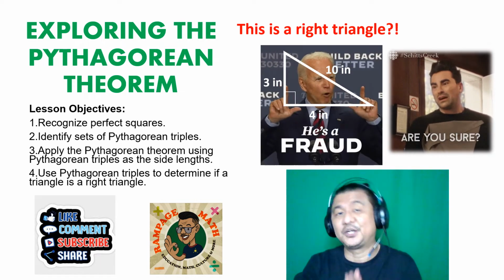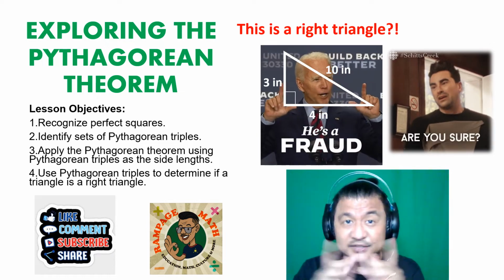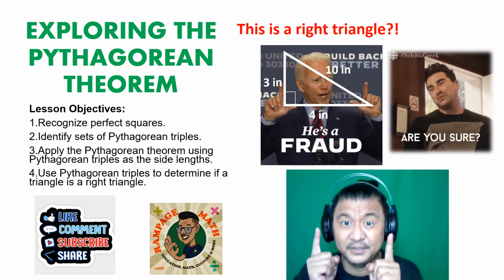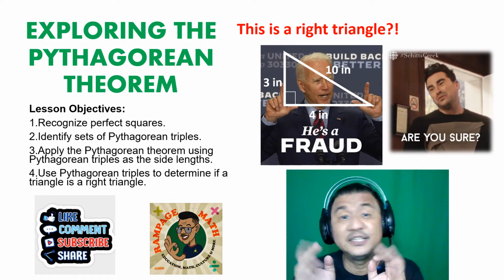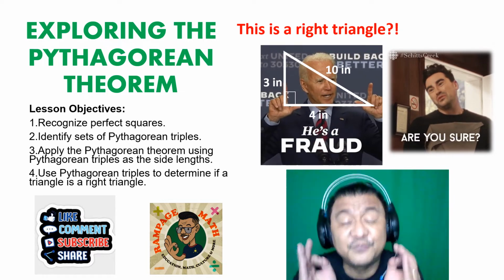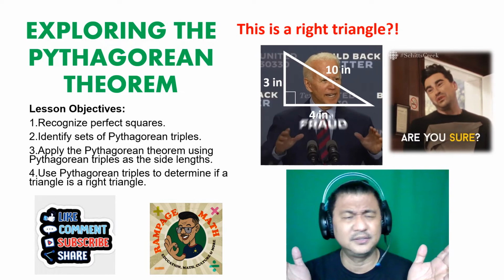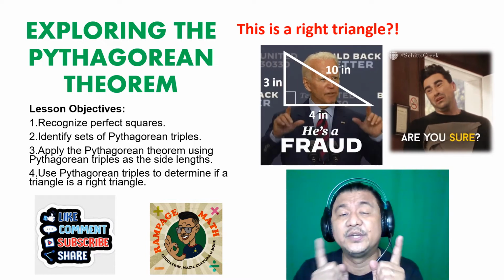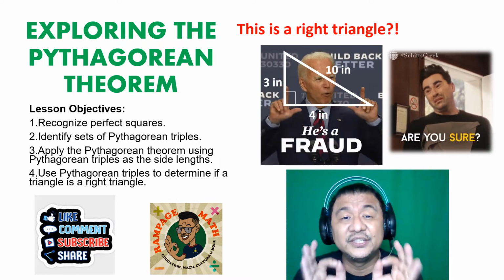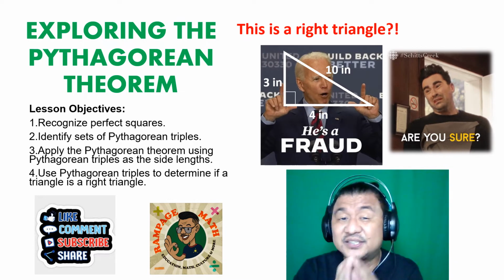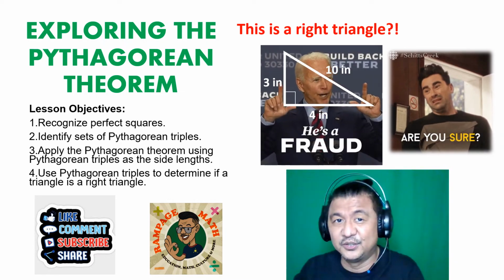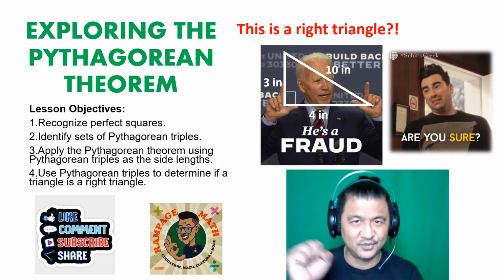Yeah, I said right because we're going to talk about right triangles. And Biden said that this triangle up here, the 3, 4, 10, is not a right triangle. He's saying it's a fraud. But how did you know that? It's so fast, right? And guess what? We're going to learn the Pythagorean theorem. And through this theorem, you could easily know if it's a fraud or not.